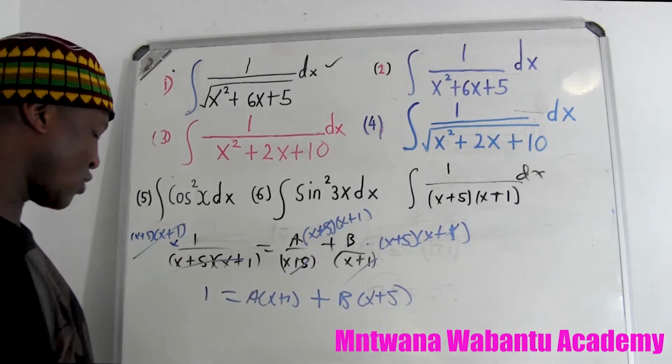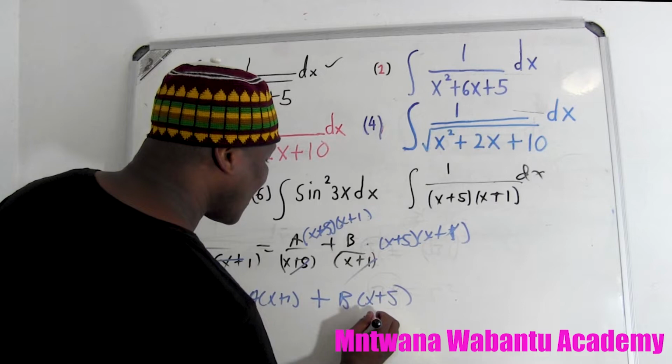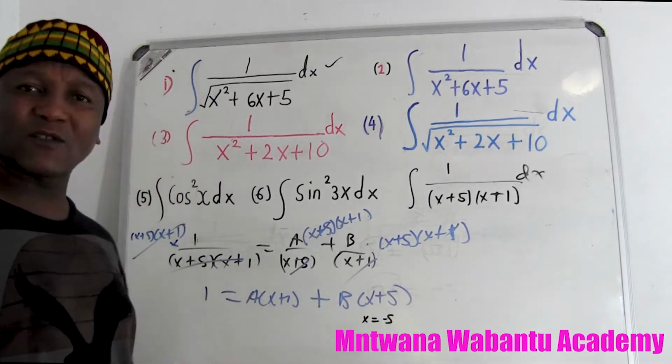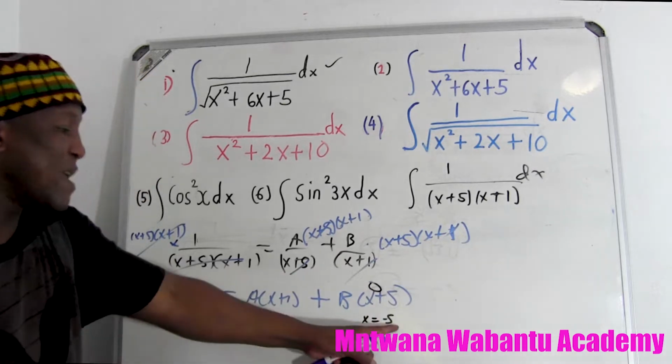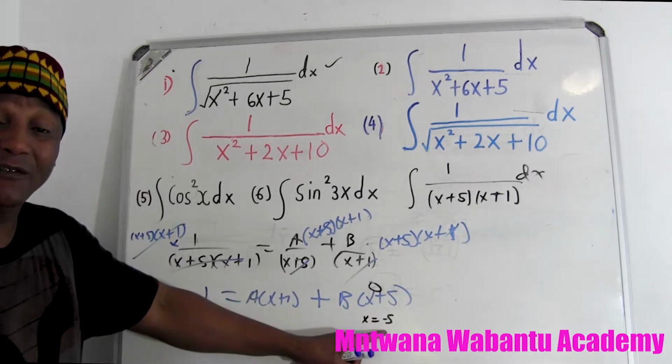How am I going to make b equal to 0? To make b equal to 0 means this x must be equal to negative 5. So negative 5 plus 5 equal to 0, so 0 times b equal to 0. So everything is going to be equal to 0 when x equal to negative 5, my apology.